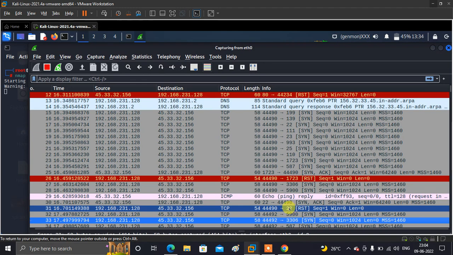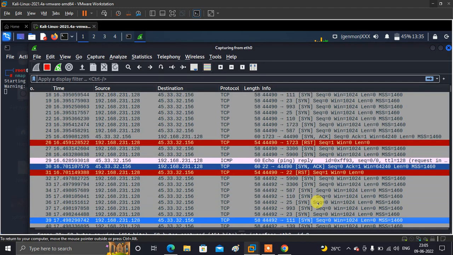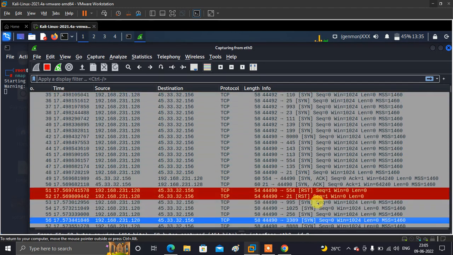I already told you, in the case of the full open scan, I showed the result. First SYN was sent, SYN plus ACK was received, then ACK was sent. Now instead of ACK, you can see we are sending RST. So we are stopping this connection before the three-way handshake is completed. So it is faster than the full open scan.